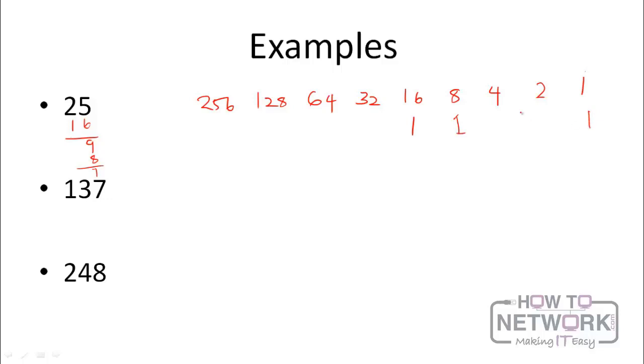And of course, the last one is 1. So all these other ones become zeros. Now for 137, it's a little longer. So I put 137 out.